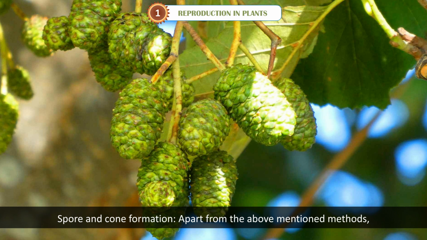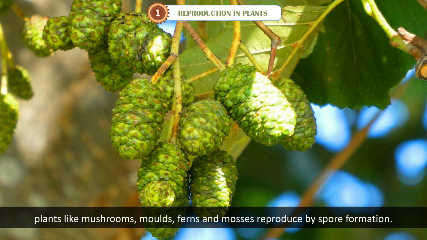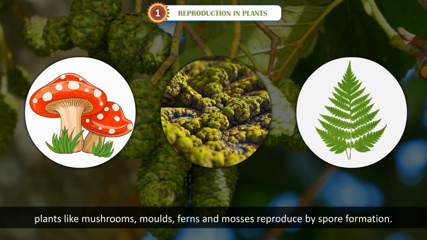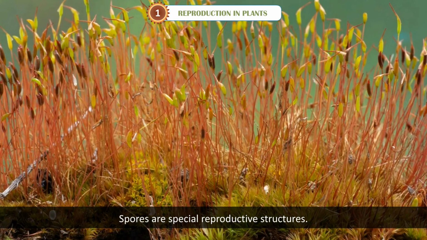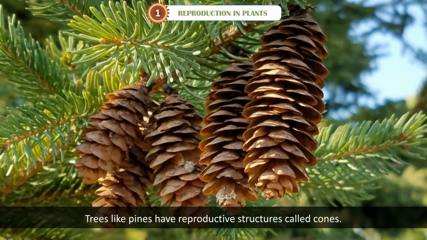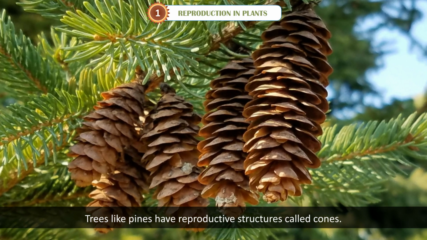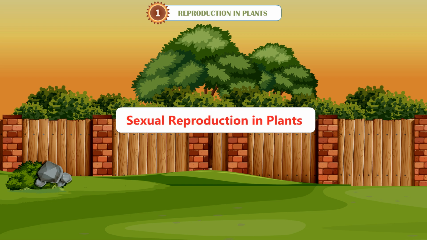Spore and cone formation. Apart from the above-mentioned methods, plants like mushrooms, molds, ferns, and mosses reproduce by spore formation. Spores are special reproductive structures. Trees like pines have reproductive structures called cones.